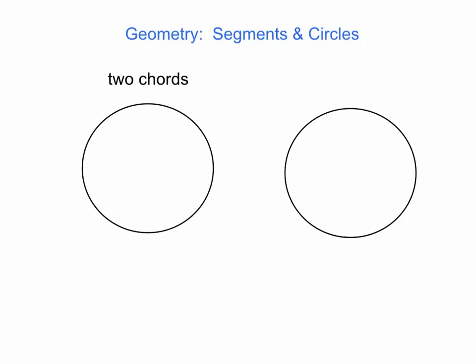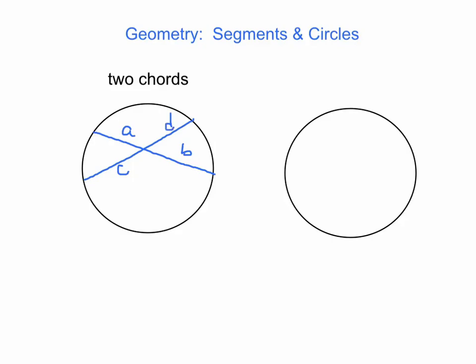Let's now look at how segments and circles relate to each other, and specifically how the lengths of segments play out inside circles. The first situation I want to look at is one where we have two chords intersecting in a circle. So I'm going to draw two chords intersecting in this circle, and they're just intersecting in a random location. Each chord is split into two parts, and I'm going to call those parts A and B for the first chord, and C and D for the second chord.